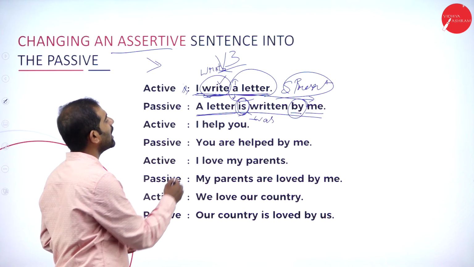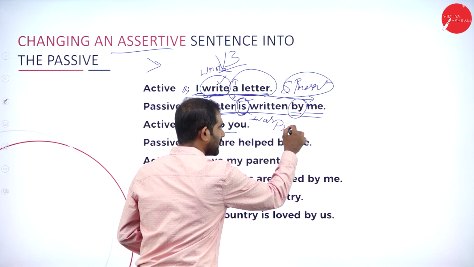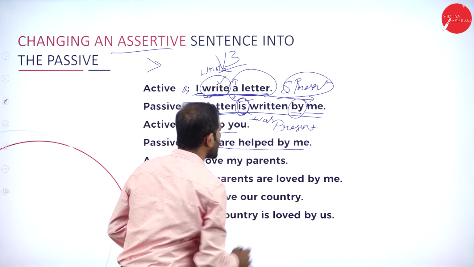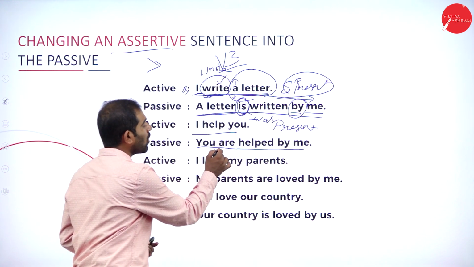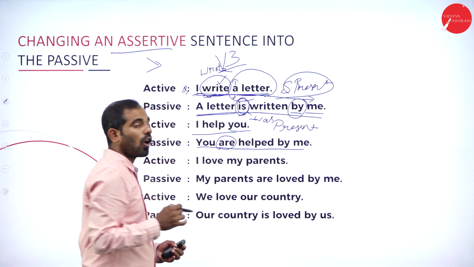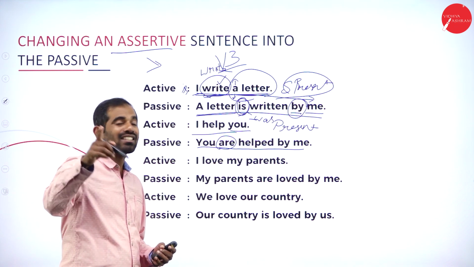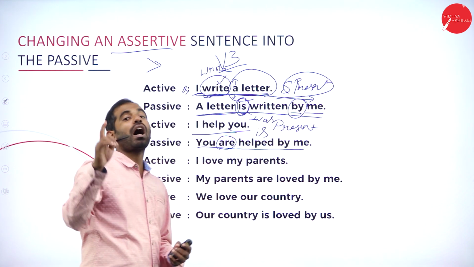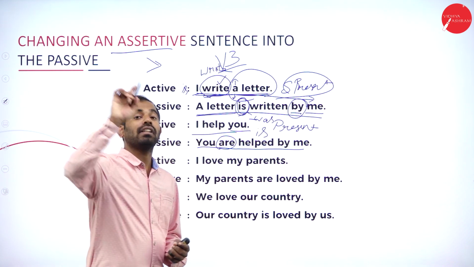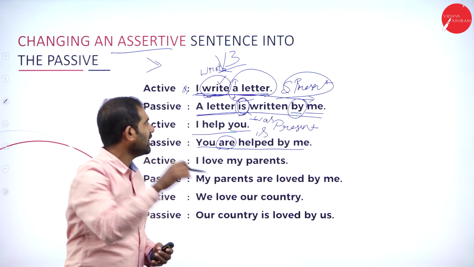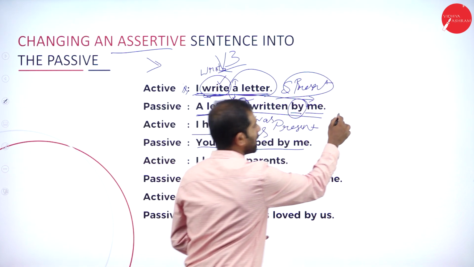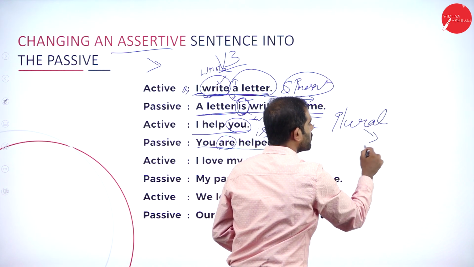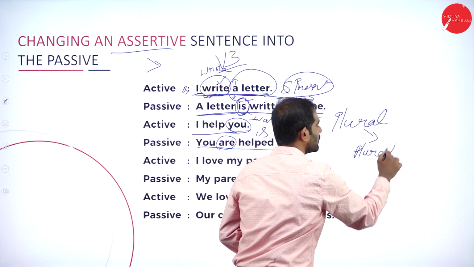Let us move on. I help you. Again, it is present tense, simple present tense. Right? You are helped by me. Depending on the object. You is helped by me is wrong. You cannot use is here. You are. I help them. They are. If the object is plural, then you are going to use the plural auxiliary verb.